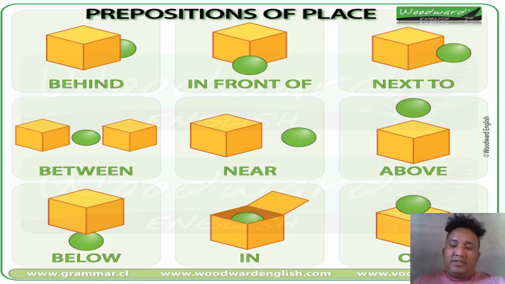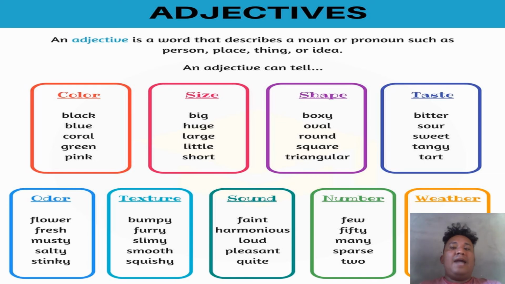Go ahead, let's continue. I include some adjectives too, because when we are using the verb to be, it is important to know about adjectives. As you can read in this slide, an adjective is a word that describes a noun or pronoun, such as a person, place, thing, or idea. An adjective can tell, and there are some examples of adjective categories about this topic.